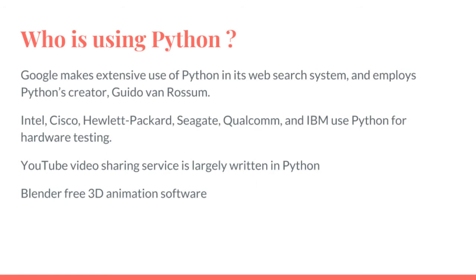Hardware-based companies like Intel, Cisco, HP, Seagate, Qualcomm, and IBM use Python to test their products for quality and errors. The YouTube website has much of its coding written in Python. Blender 3D is a free animation software that allows Python coding and is used to create advanced animations in short films, video games and also 3D movies.